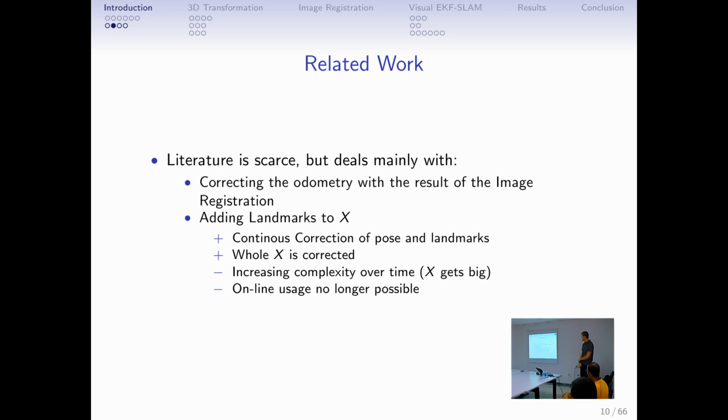Related work is quite scarce on this topic, but it deals mainly with correcting the odometry with image registration, like I do. But the difference is what we are putting into X, so the capital X, which is our state vector. Most of the literature is putting also the landmarks beside the pose into the state vector. Over some time the system will get really slow because our matrices, our information, is just too much. So online usage is no longer possible, and this is quite bad for an autonomous moving vehicle.